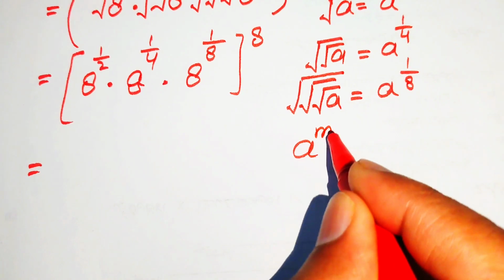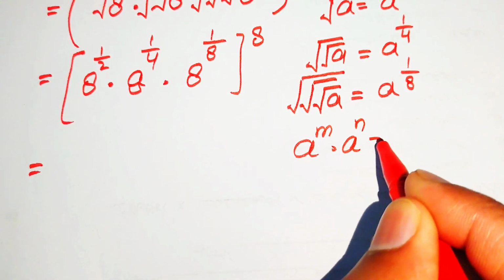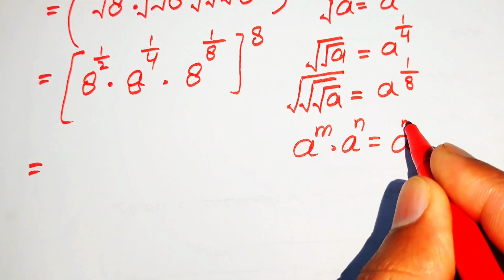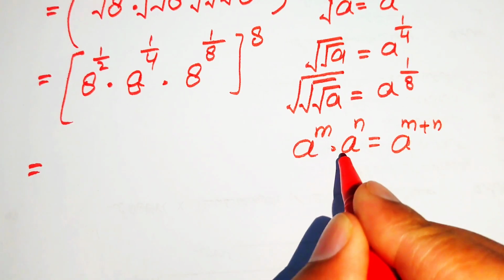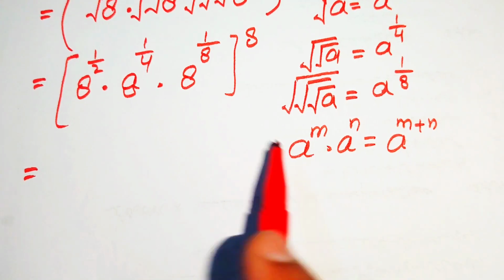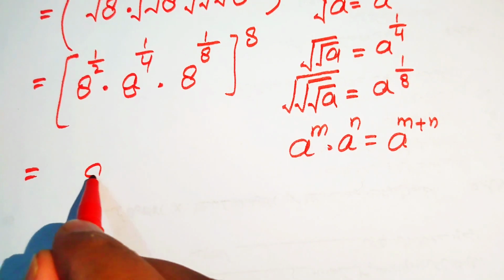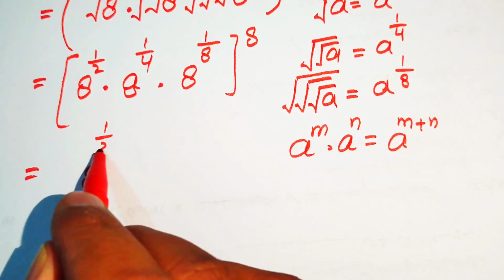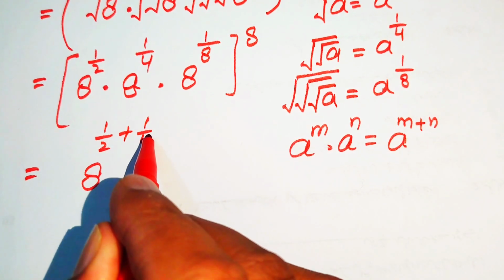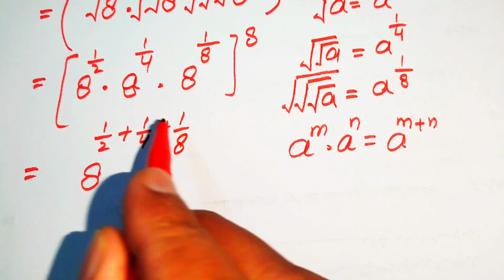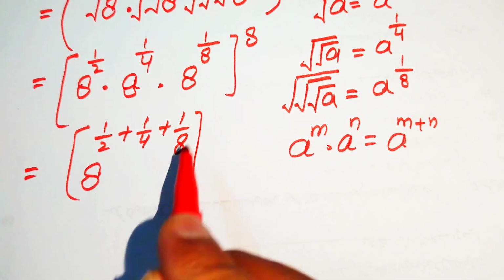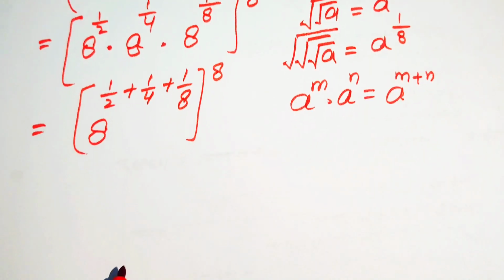If we have a to the power of m into a to the power of n, it means that we add its exponents if the bases are the same. So according to this law, you see here the 3 terms have the same base, so we add the exponents: 1 over 2 plus 1 over 4 plus 1 over 8, and its exponent is 8.